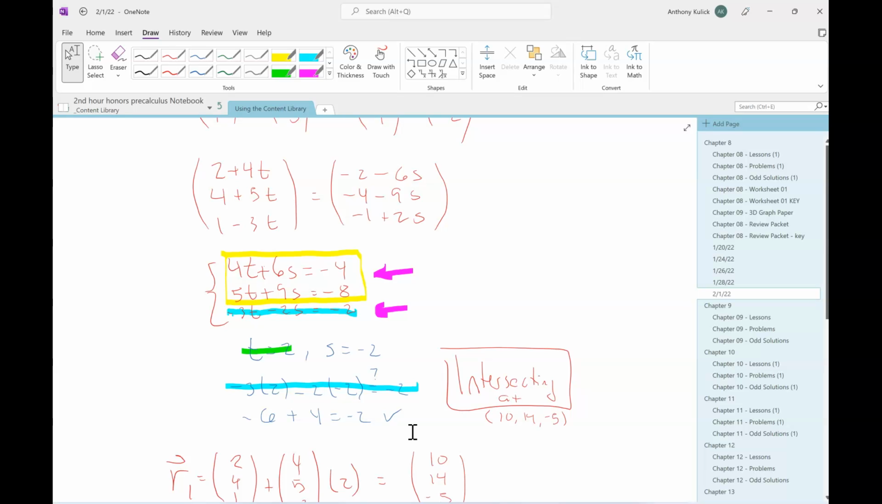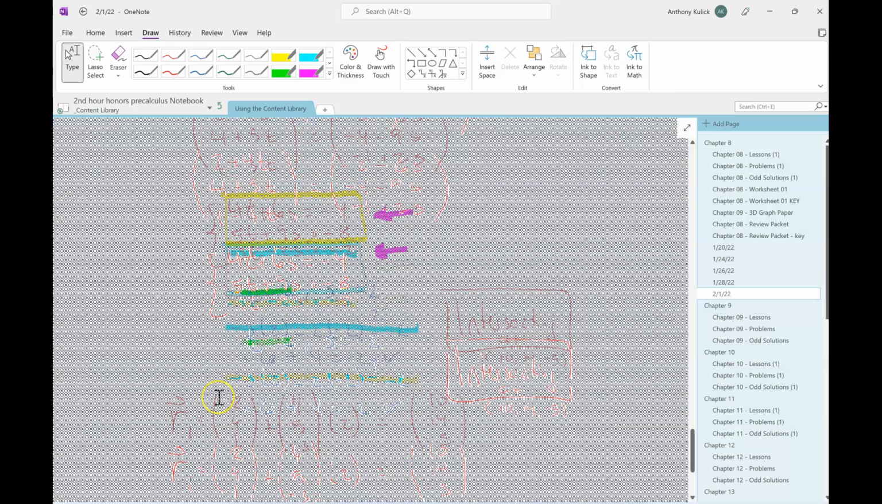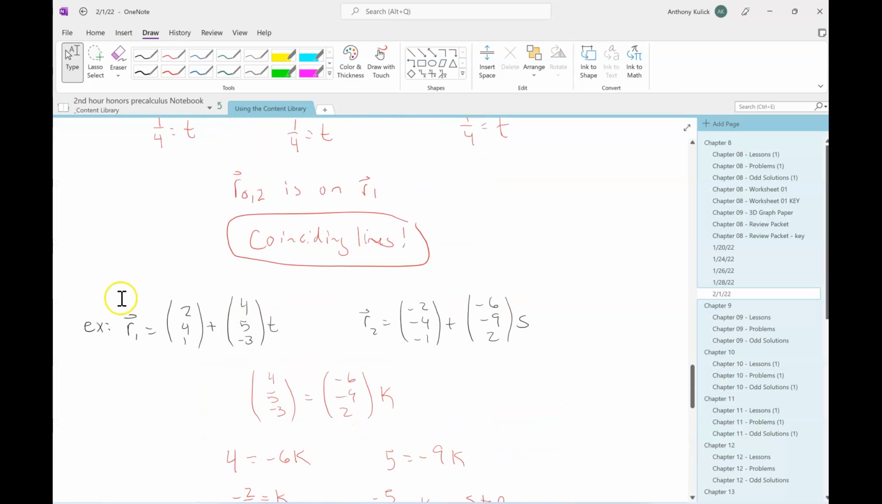So I know that, yes, there is an intersection. Everybody okay with that? Because the system had a solution, and when I check that solution in the third equation, it checks out. So the last thing I need to do is to find that point of intersection. So I'm just going to pick either the s or the t. It doesn't matter which one. I chose the t, and plug it back into the corresponding equation.